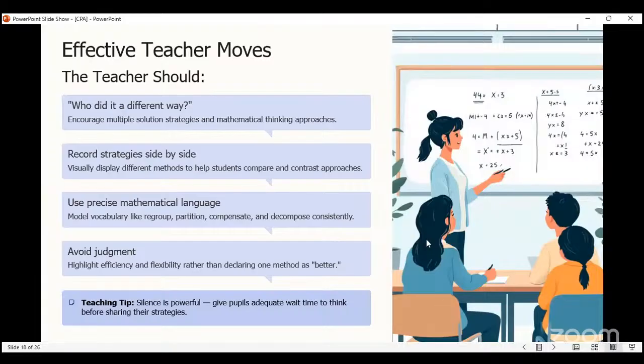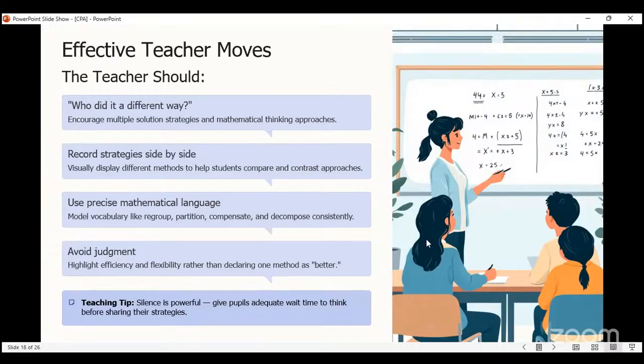Effective teacher moves. The teacher should always encourage multiple solution strategies, like I mentioned, and mathematical thinking approaches. How can you encourage it without modeling it? You need to model it. Model a method today, model a method tomorrow, then on Wednesday begin to compare both methods. Let the students tell which one is easier and why this one is better. Encourage the children to also come up with their own solution strategy.